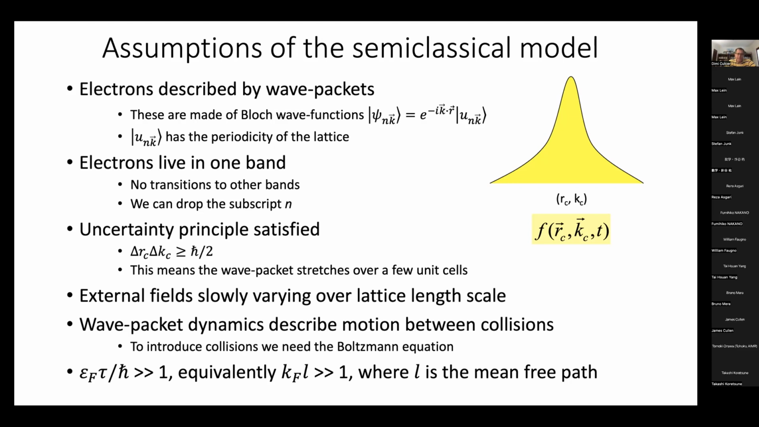And as I said, we have to assume that the collisions are taken into account through the Boltzmann equation. And then generally, for all transport theories, we have to assume EF tau over h bar is much greater than 1. Basically kF l is much greater than 1, where l is the mean free path. This assumption is inherently built into the semi-classical model, since you have to be able to talk about bands in the first place, but it is not restricted to this model of wave packet dynamics. In general, transport theories tend to make this assumption. If it is not satisfied, then you're essentially in a disordered system, and you're opening up a can of worms.